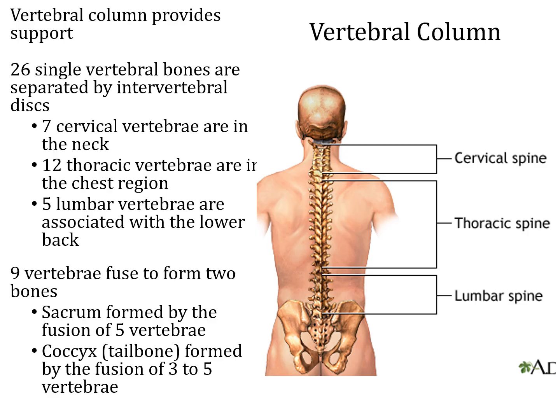Then you have dinner at 5, so there are 5 lumbar. So 7, 12, and 5 for your cervical, thoracic, and lumbar. And the vertebrae are going to get bigger as you go down the spinal column. Once you get down to the bottom, you have 9 vertebrae that fuse together to form 2 individual bones.